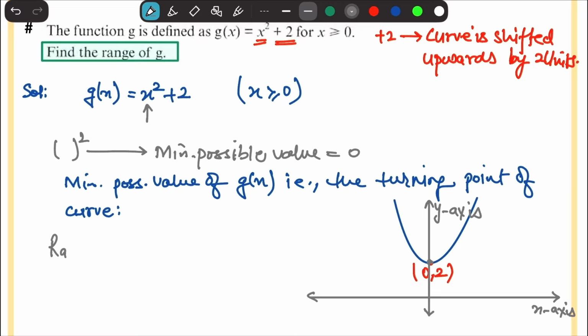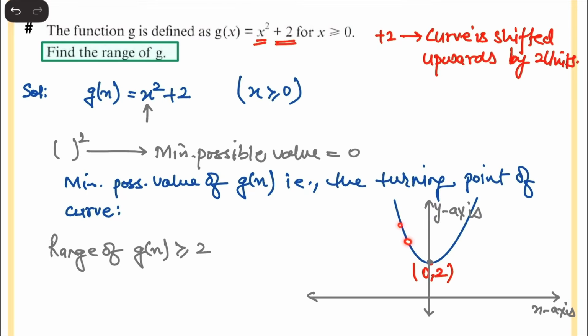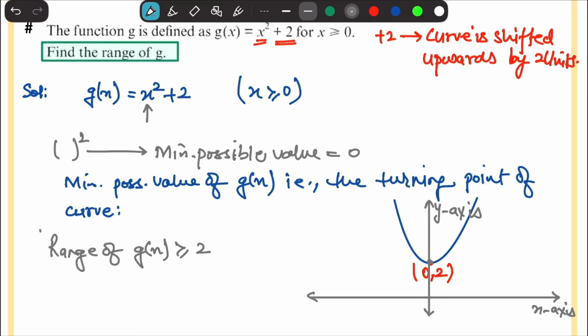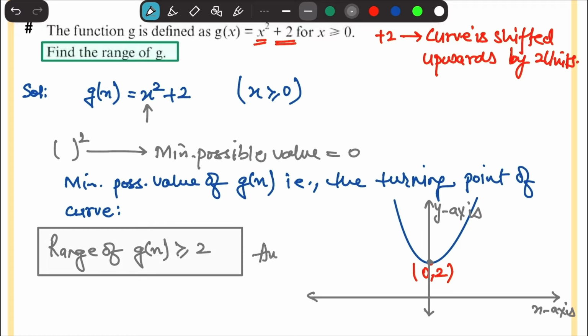So range of g of x is always going to be greater than or equal to 2. You can observe this, any point on this curve is going to show you a value which is greater than 2. There is no point on this curve which can have its value less than 2, because 2 is the vertex of this parabolic curve. So I can see that range of g of x is g of x greater than or equal to 2, right? So this is the final answer for this given question.